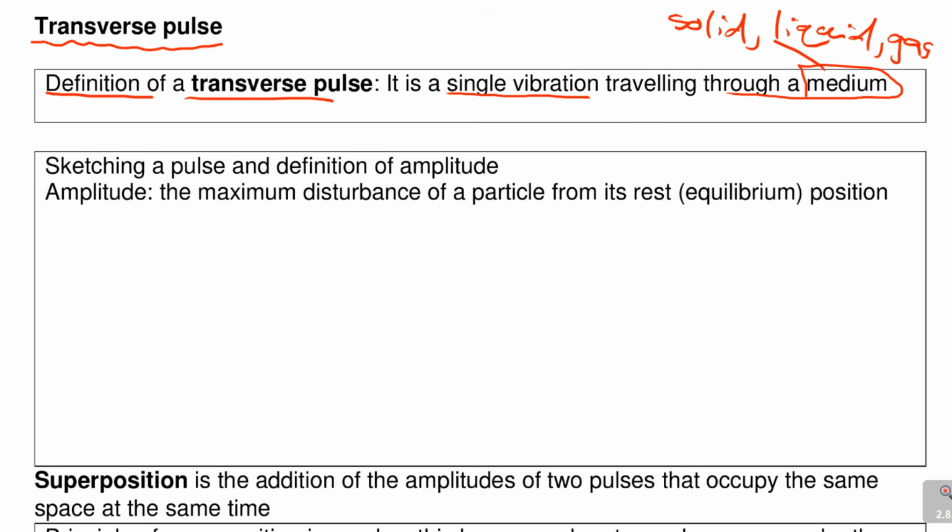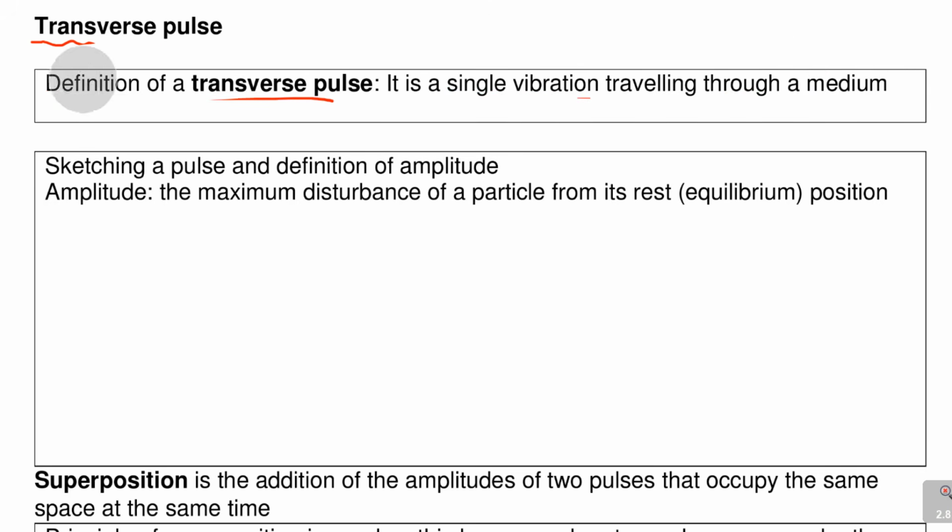You will discover later that the speed in gas is slower, and then it increases with the liquid, which increases with the solid. So these are the three mediums that we're referring to when we're talking about a medium. So a transverse pulse, again, is a single vibration traveling through a medium. And then it says here, sketching of a pulse and the definition of an amplitude.